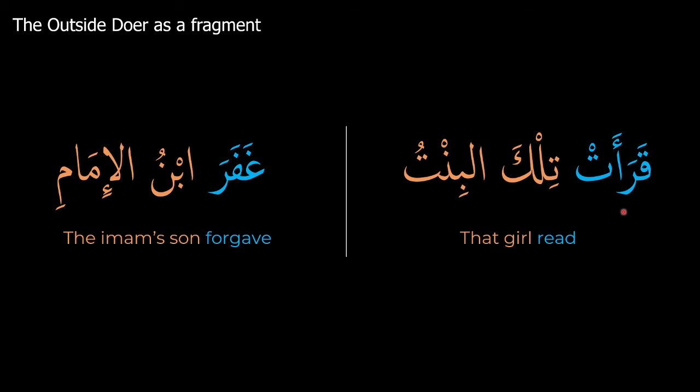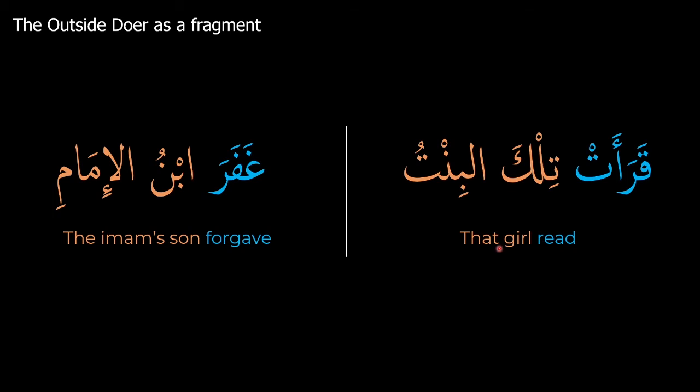Same thing here. Qara'at tilkal bintu. So, Qara'at is going to be your verb, right? And tilkal bintu, this is ismul ishara, musharan ilay. We know that this fragment is in a state of rafa because of the dhamma right here, and we know that it's coming right after the verb, and they both match in gender as qara'at is feminine and tilkal bintu is feminine. So this becomes that girl read.